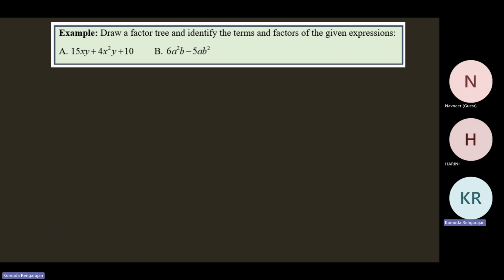Draw a factor tree and identify the terms and factors of the given expressions. How much have they finished for you, Harini? This chapter is over. No, ma'am, they completed till LP3 only, ma'am. LP3, yeah? Ma'am, for me they finished. Okay.